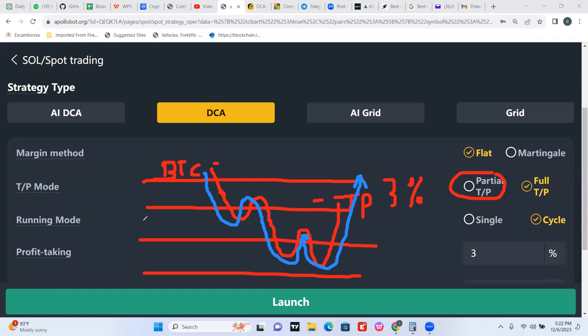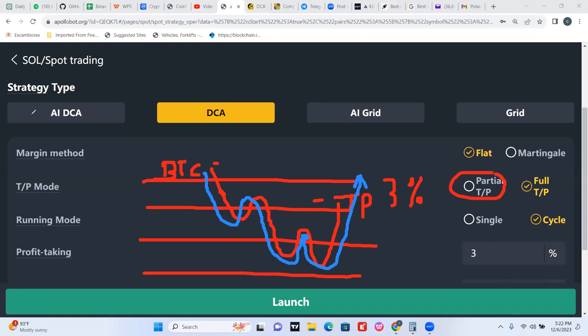Full TP is good for those who want to accumulate. You want to accumulate more coins before selling. You don't just want to sell, you want to gather them. So you use full TP. But if you want to sell as the trade is going on, you want to keep picking profits along the way because you want to keep buying and selling, use partial TP, which is very good. And this partial TP is what I use personally.